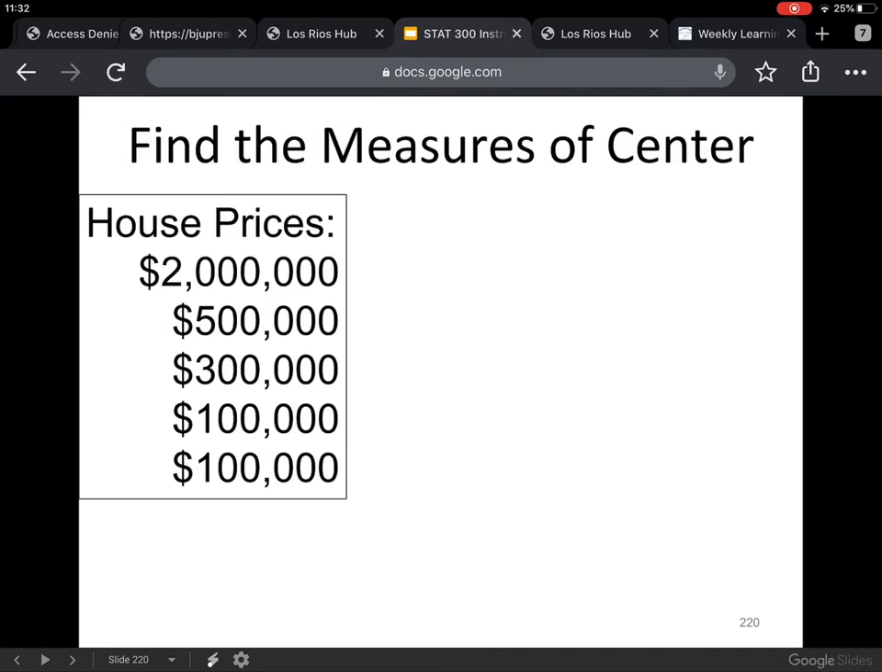Can you pause the video here right now and try finding, just test yourself. How much do you remember right now? It's very important. The mean, median, mode, and mid-range. Find that for this data set. Again, these are just house prices. Find the mean house price. Find the median house price. Find the mode, if there is one, and find the mid-range. Pause the video and try it.